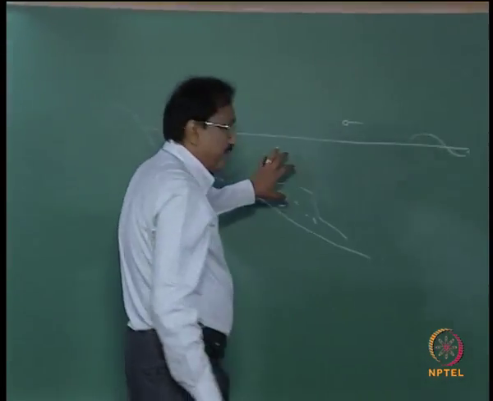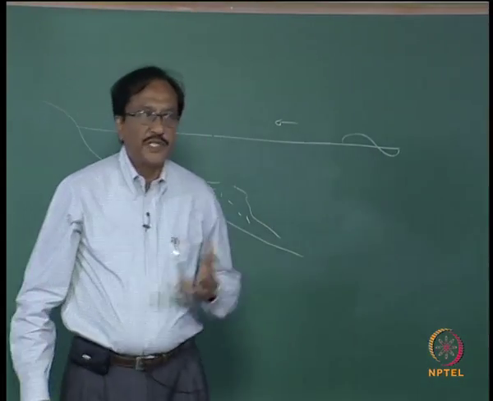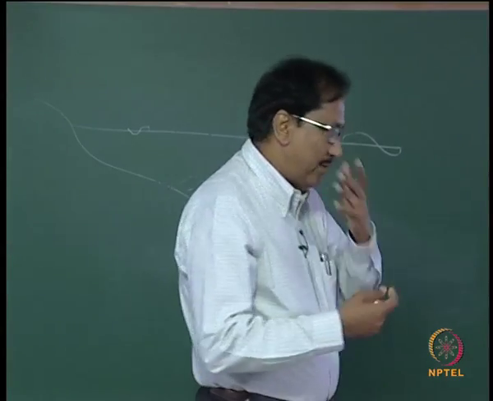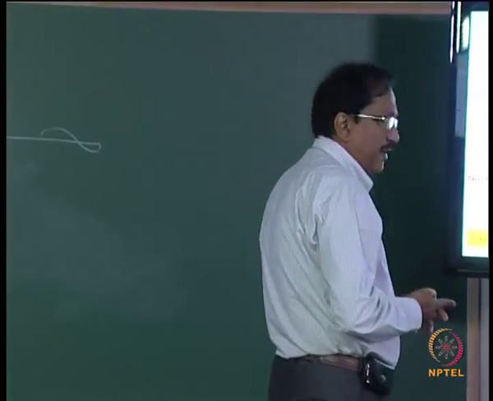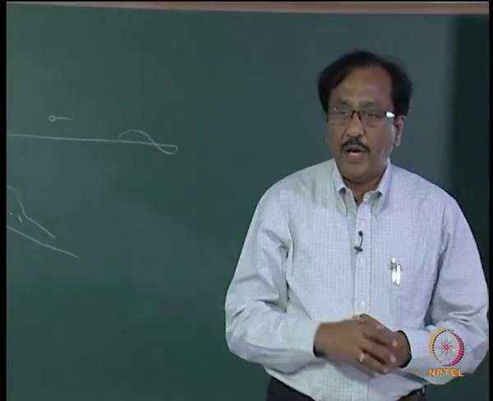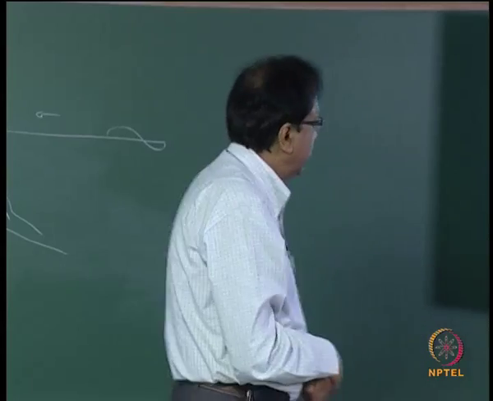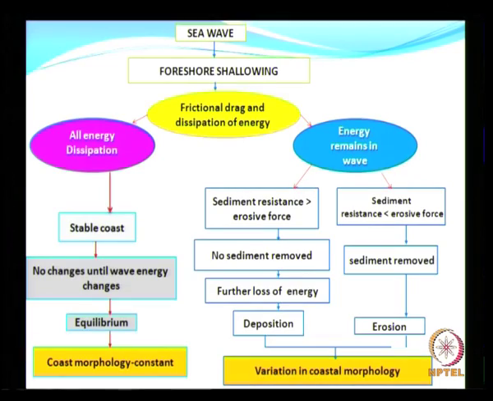So herein we talk about dissipation, or dissipators. That is one area where you should think when you want to plan for coastal protection: how can I reduce the energy before it reaches the coast? If you are able to see that all the energy is dissipated, then the coast is said to be more or less stable. No changes until the wave energy changes; equilibrium, so coastal morphology is going to be constant. The coastal engineer does not have any role to play here.